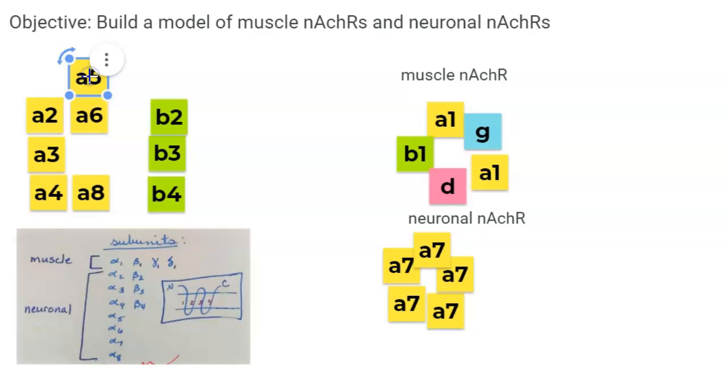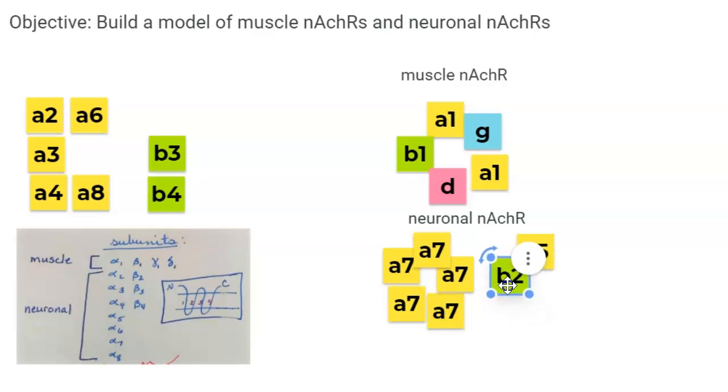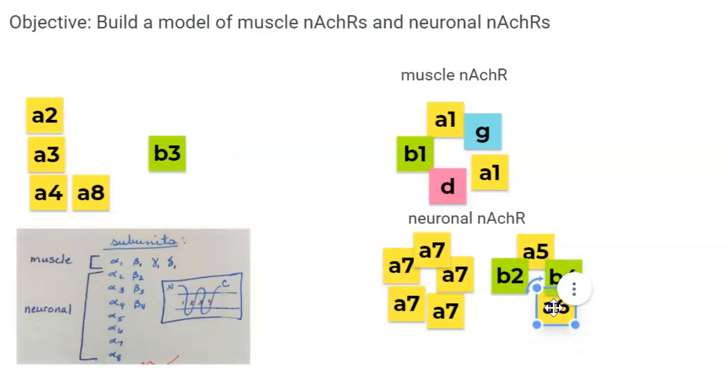So we could do another one that has the A5. Let's put a couple of betas in there. You know, it may never have been found experimentally, but that doesn't mean it doesn't exist. So as long as we have 2 alphas and 5 total subunits, we can have whatever we want.